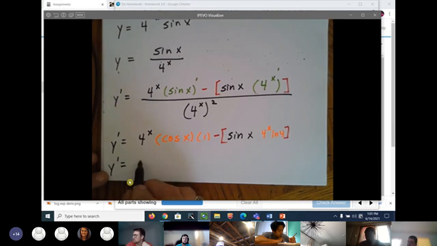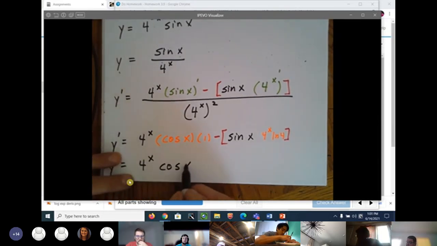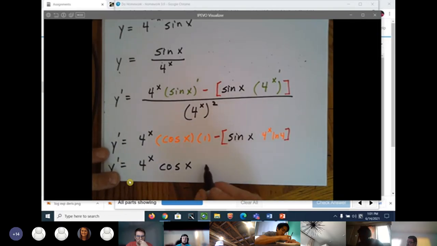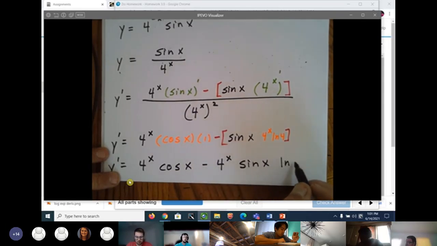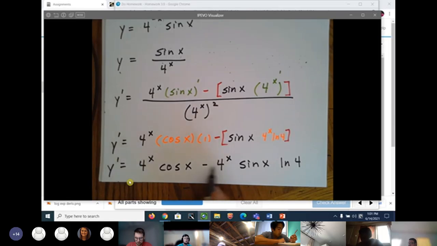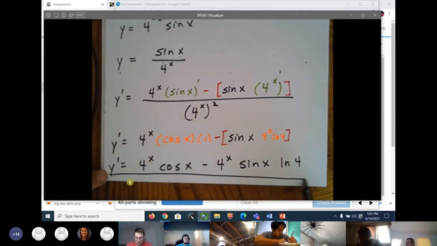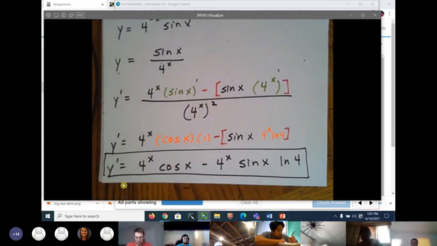So y prime is equal to 4 to the x cosine of x minus 4 to the x sine of x times the natural log of 4. And you could factor out that 4 to the x, but there's really no need to. And that should be your answer. They might have that natural log of 4 in front of the 4. I don't know how they're going to do it. I never do that. I make sure that natural log of 4 is over to itself. I don't try to put it in the middle of everything.